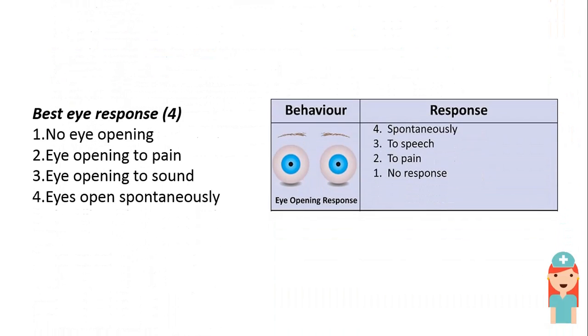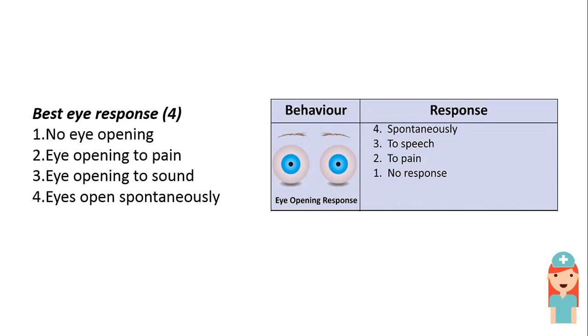Now let's see the eye response. First one is eye opening spontaneously. If the patient opens the eyes spontaneously, then eye will score 4. Second one is sound, verbal stimuli. If the patient opens the eyes on calling or asking, then I will score 3, that he opens his eyes to speech. Third is to pain. If the patient opens the eyes on a painful stimulus, that is on pressing the trapezius or supraorbital notch, then I will score 2.